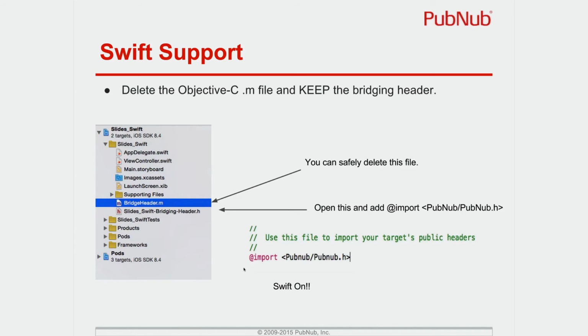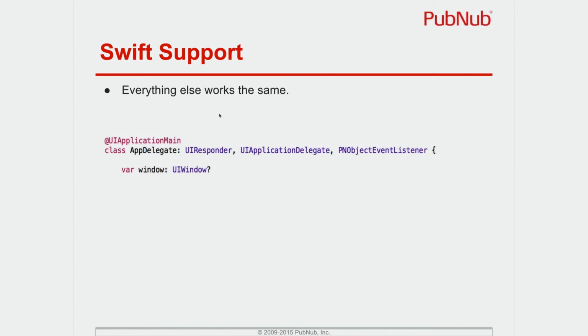You'd want to open up that header file and simply add your PubNub header file or your import of the PubNub framework there. Once you do that, you can write code in Swift and use all the same methods, the PNObjectEventListener, the presence, history, whatever the case may be, all work the same in Swift as they do in Objective-C. And here we have a very simple Swift example, just showing you that PNObjectEventListener is there, and then you can implement your Swift code.